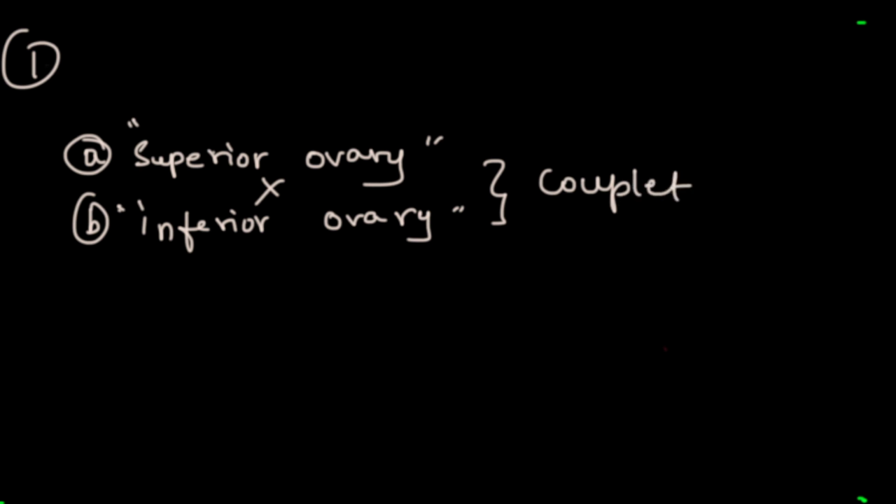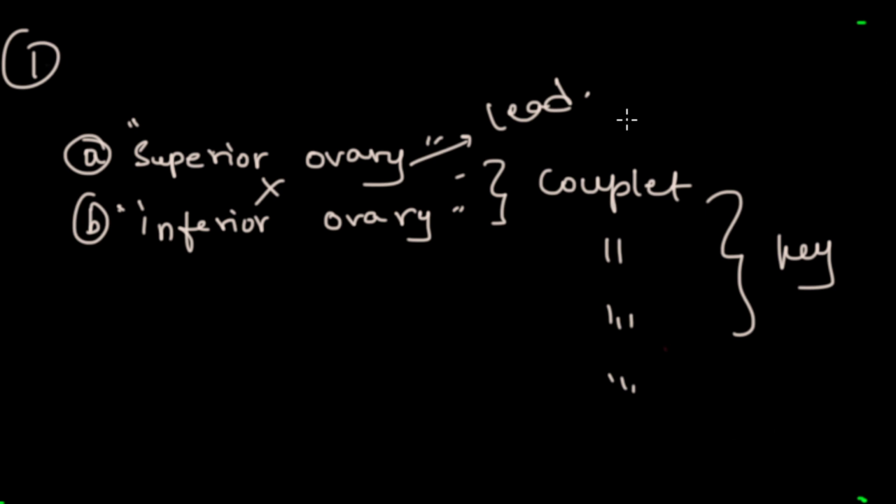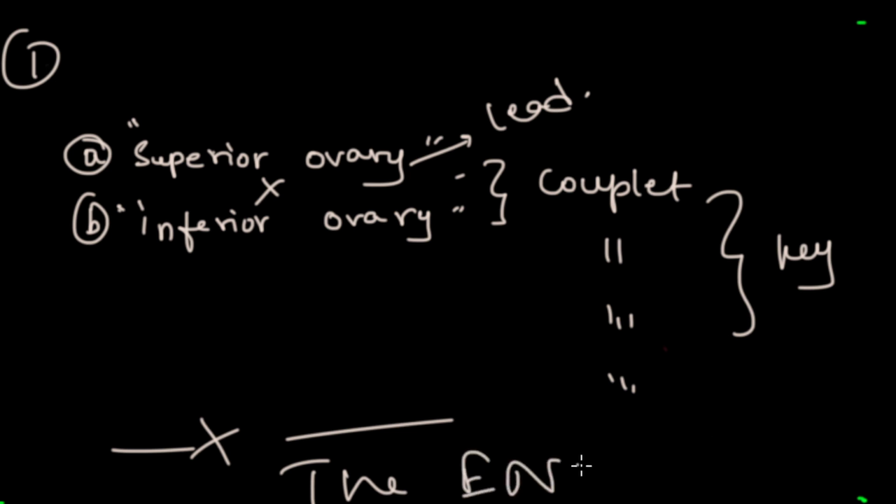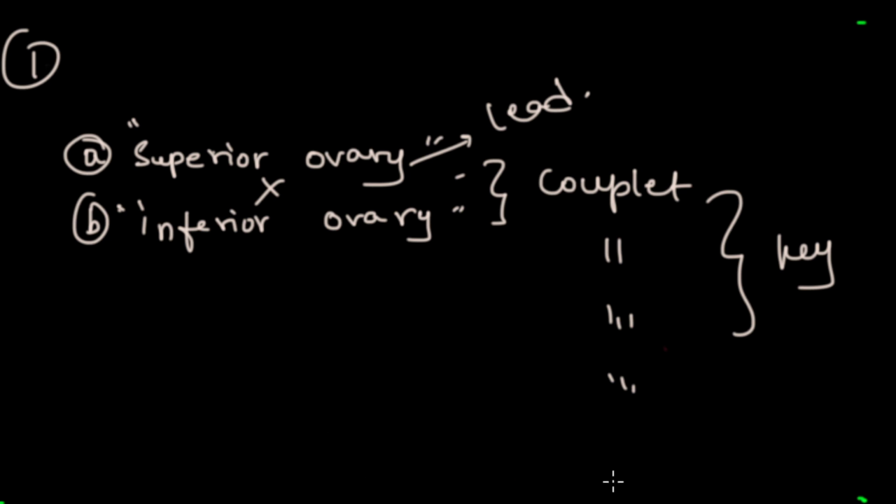So many couplets are arranged in the following manner, and these lead automatically to a key, and each is called a lead. So that is about the taxonomical aids, and that is the end of this chapter. Write the end and be ready with your next chapter heading, that is biological classification, that I will be continuing in the next session.